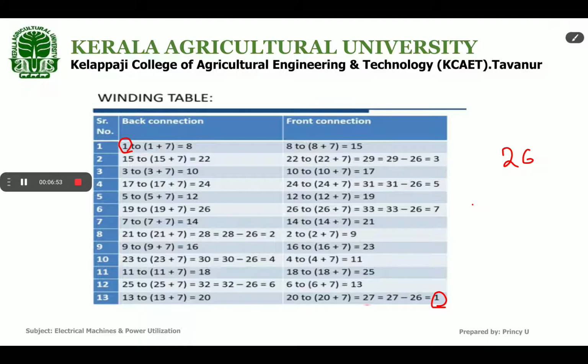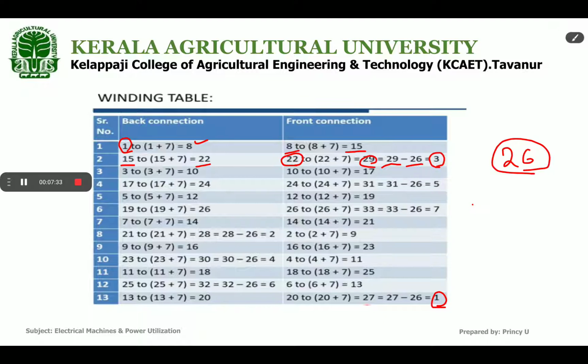So we start from the first conductor. We know that YB and YF is 7. So 1 plus 7, the first conductor is connected to 8. Then from 8 to 8 plus 7, 15. Then from the 15th conductor, 15 plus 7, 22. Then from 22, 22 plus 7, you will get 29. But there are only 26 conductors, so you should subtract the total number of conductors from 29. So you will get 3.